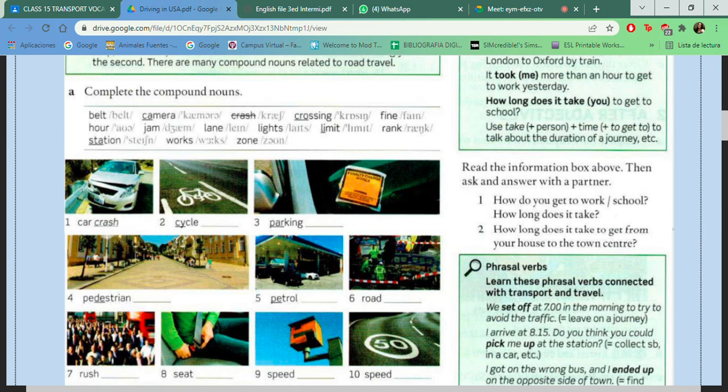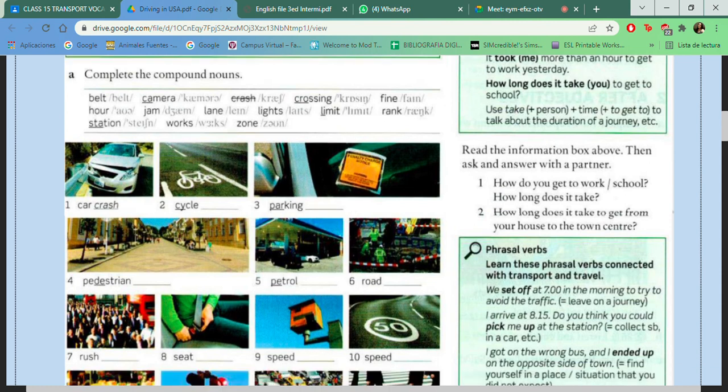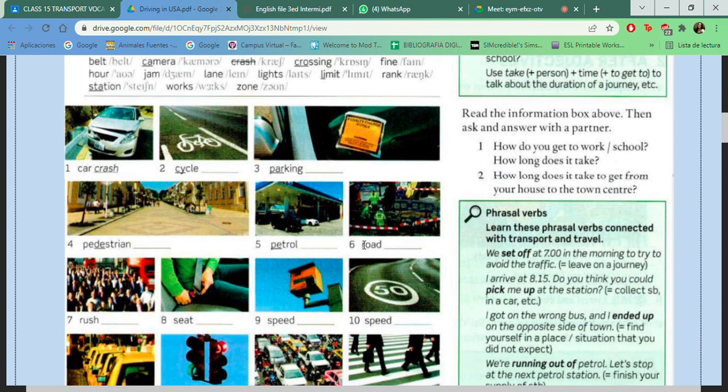What are they doing there? Works. Work. Very good. Road. Okay. Work. Excellent. Road. Very good. Then we have the rush hour. Rush hour. Very good. Excellent. Then we have this one, easy.